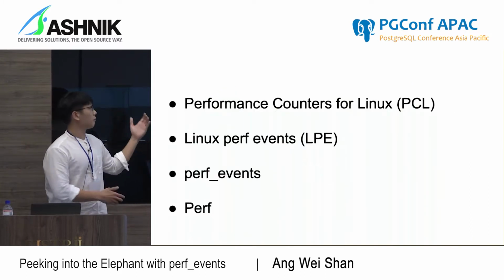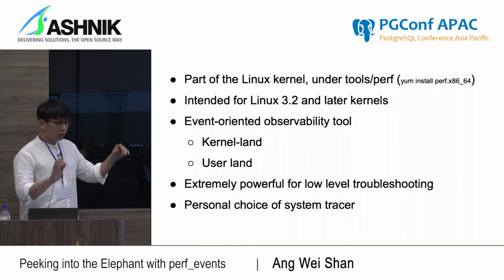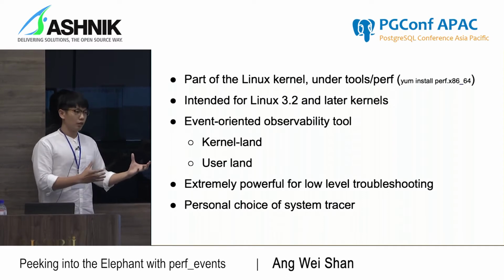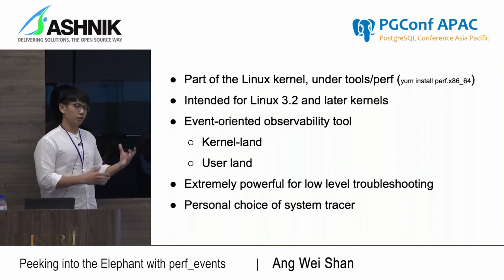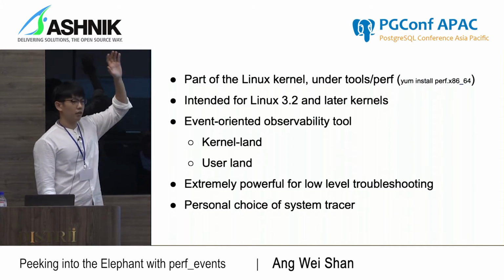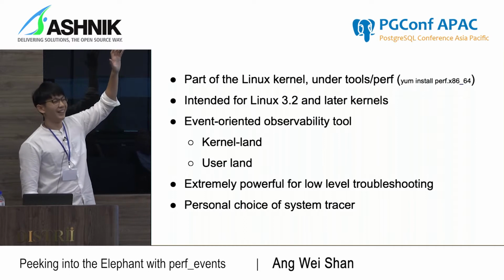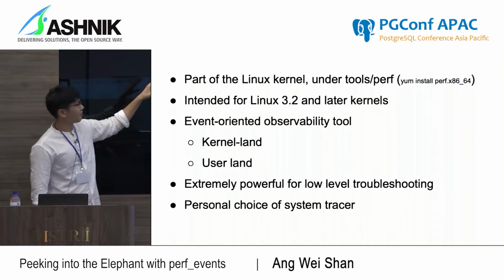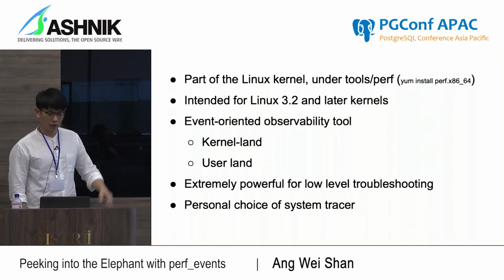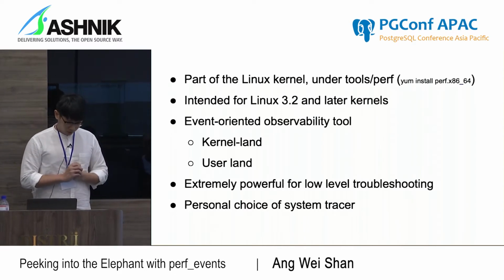Some people call it performance counters, Linux perf events, perf events. They're all the same thing. Perf events is my personal choice for system tracer. The reason is very simple. It's included in the kernel. So you don't have to install or compile anything, just yum install, and there you go. Linux kernel version, anyone still using 2.6? Oh, you'd be surprised. It only works for Linux 3.2 and later. Linux 5 was just released a few weeks back, so go and try it. It's really useful, it's very powerful.